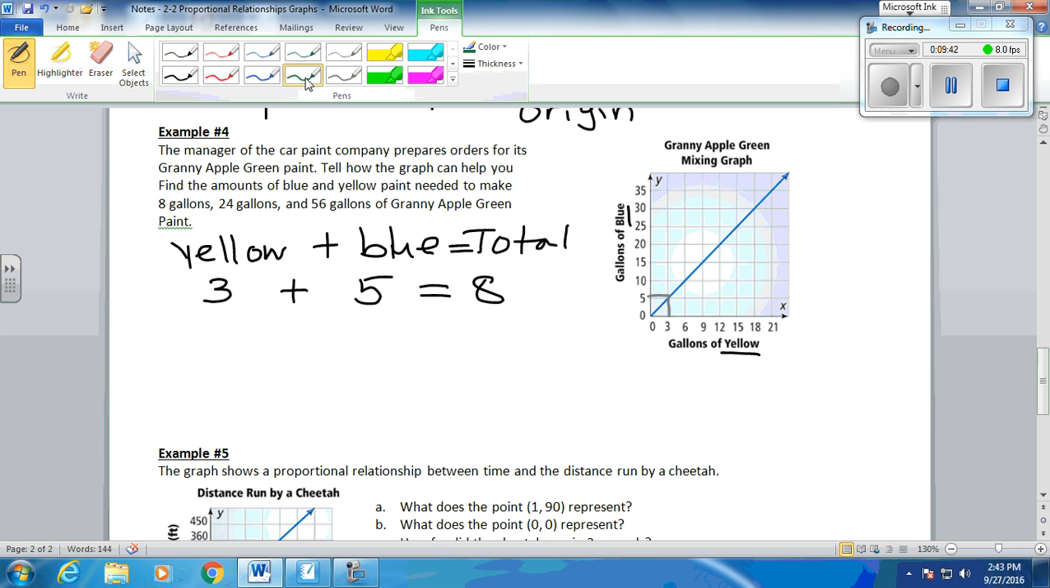What if I went up, if I had the ratio of 6, and when I hit the line, I get 10. Well, 6 plus 10 is going to give me 16, and that's not 24 gallons. So let's try 9. I go up to the line, I hit 9, and then I have 15, and 9 plus 15 is 24.